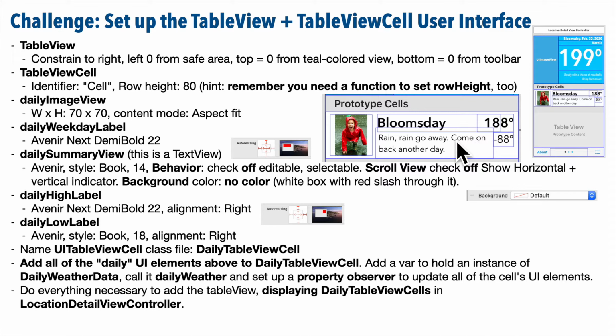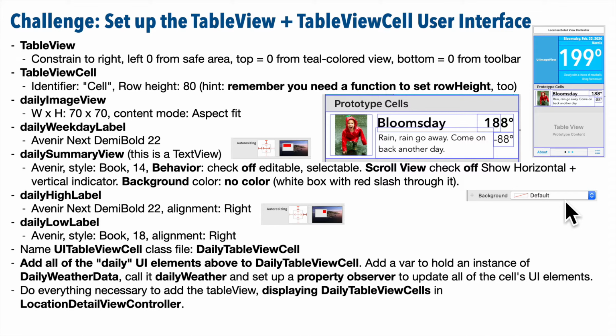Add some settings to this text view to make sure that it behaves like a label. So in the attributes inspector for the text view, under the behavior setting, make sure that you check off selectable and editable. It should be neither of those. Under scroll view, check off horizontal and vertical indicator. And the background color should be set to no color. That might be listed as default, but it's this white box that you see here with the red line through it. So that means no color. It means the background is transparent.